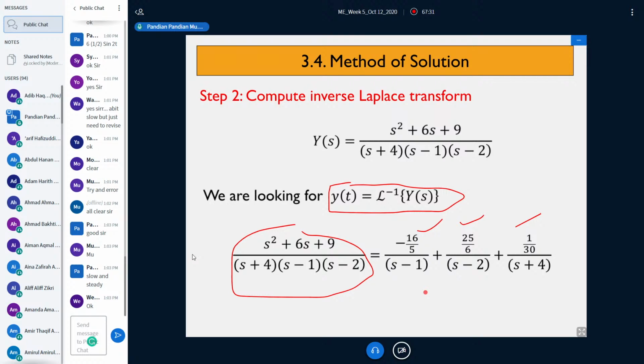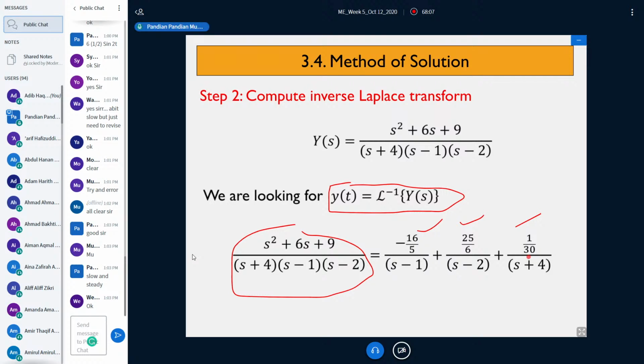The reason is, this is algebra. In algebra, of course, algebra is different from ordinary differential equation, so you cannot expect they will show you how to find A, B, C. So now it is your turn to write a over s minus 1, write down here, plus b over s minus 2, plus c over s plus 4.